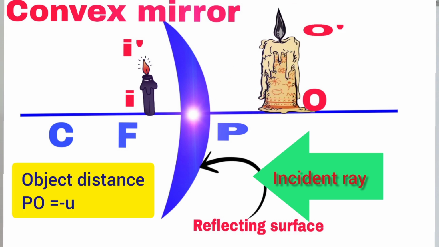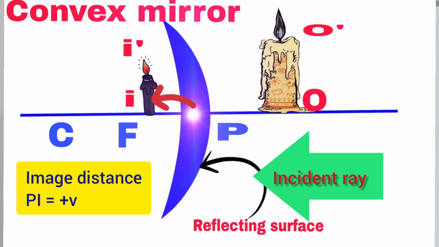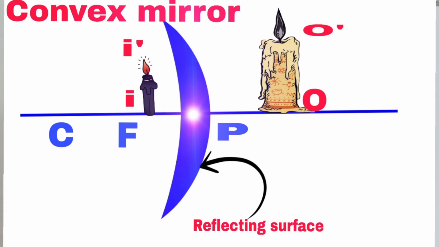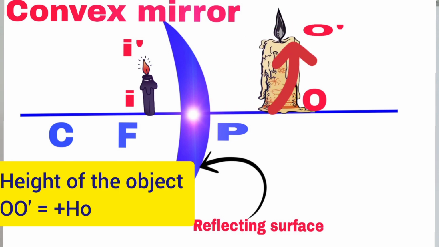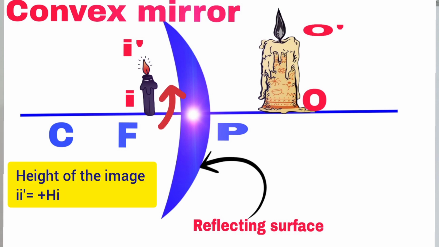Coming to the image distance, the image is formed inside the mirror, so the image distance from pole to image is in the same direction as the incident ray, so you should take it as positive. The height of the object I have taken above the principal axis, so you should take it as positive. The image is formed inside the mirror and is an upright image, so you should take it as plus hi.